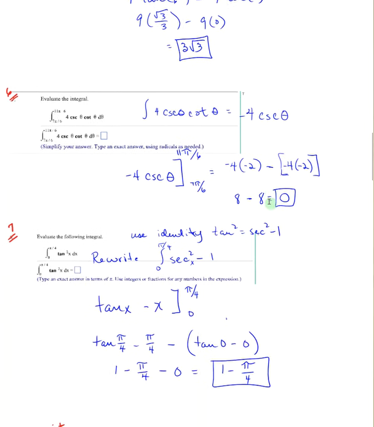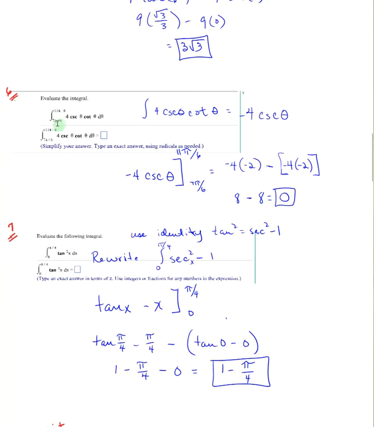Let's look at 6. We have another trig one. From 7 pi over 6 to 11 pi over 6, we're evaluating for cosecant theta cotan theta. We actually have a rule for the integral of cosecant cotan, and it is equal to negative cosecant. So we get negative 4 cosecant theta if you integrate. So now we're going to evaluate negative 4 cosecant theta from 7 pi over 6 to 11 pi over 6.